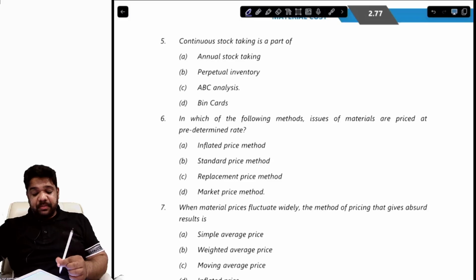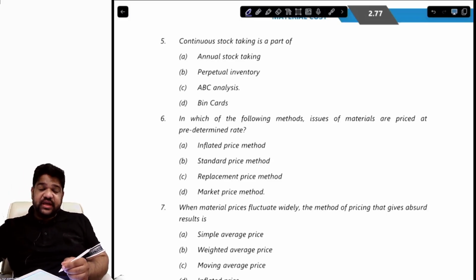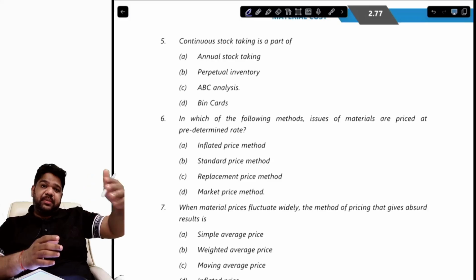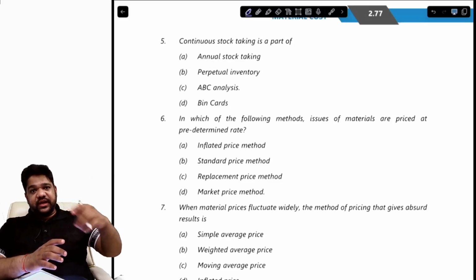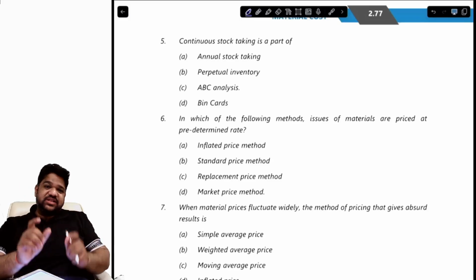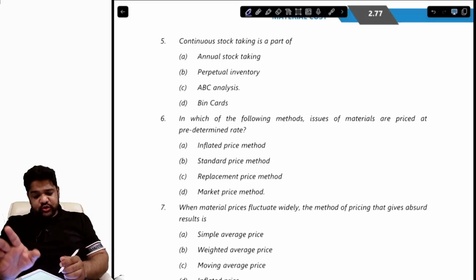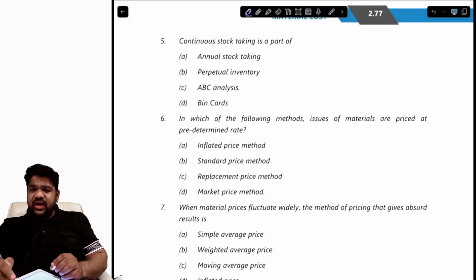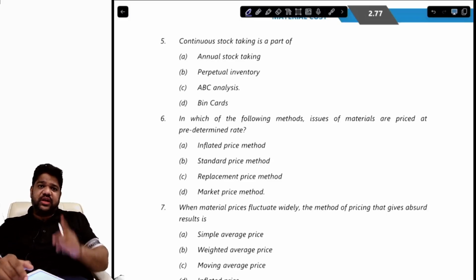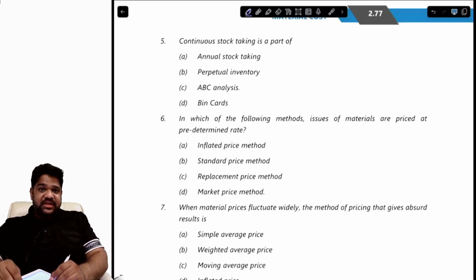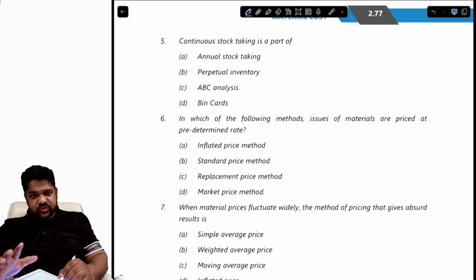Continuous stock taking is a part of annual stock taking, perpetual taking, ABC analysis, and bin cards. So, continuous stock taking is basically where you're trying to control the inventory by having a periodic check on a regular basis, so that you are matching what the book says versus what you actually have. That is what happens under continuous stock taking. Now, that does not happen in annual stock taking. Under annual stock taking, you take your physical count of stock only once. Okay, under ABC analysis, you technically do not take stocks.